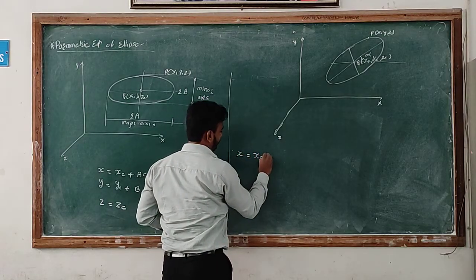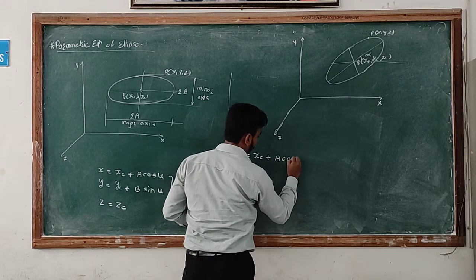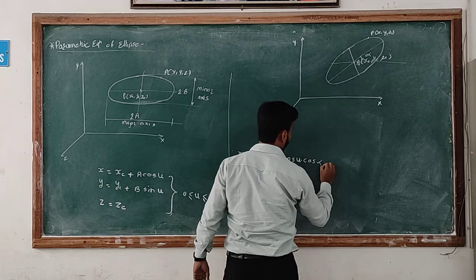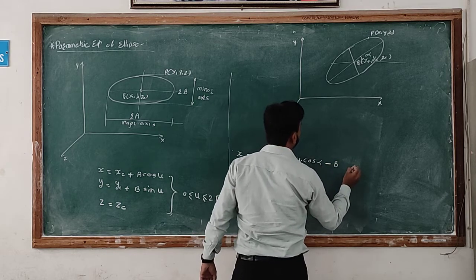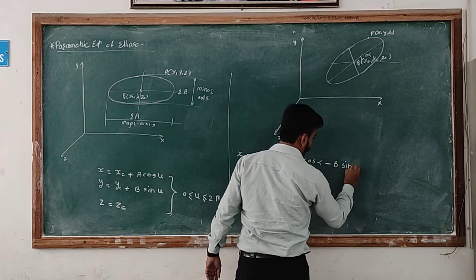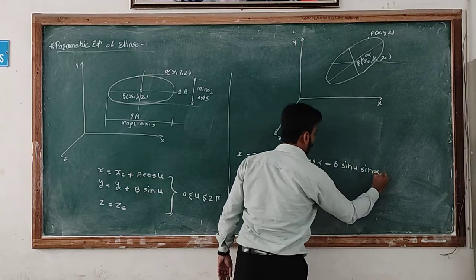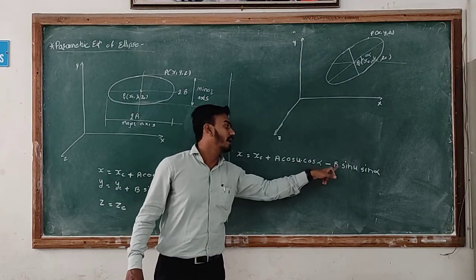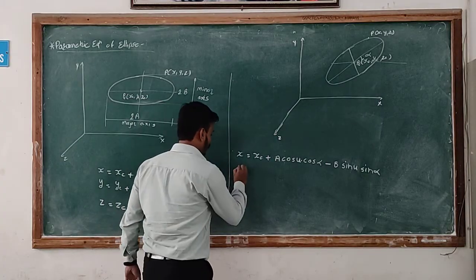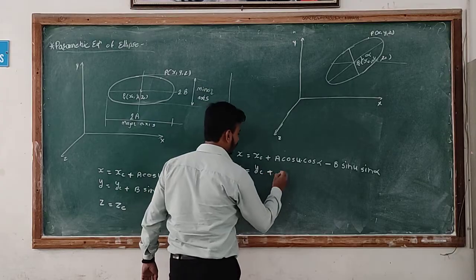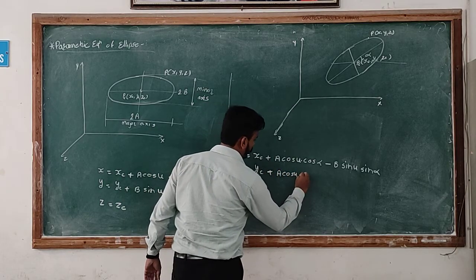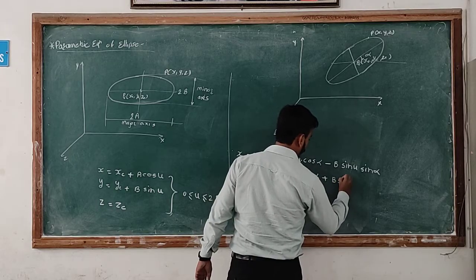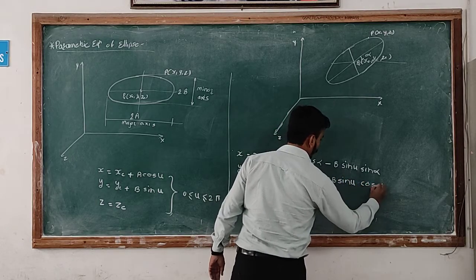x is equal to xc plus a into cos of u into cos of alpha minus b into sin of u into sin of alpha, and y is equal to yc plus a into cos of u into sin of alpha plus b into sin of u into cos of alpha.